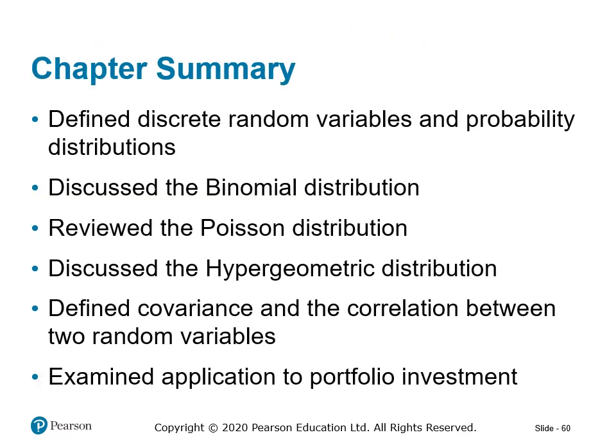And that is the end of the chapter. What we did in this chapter is we defined discrete random variables and probability distributions. We discussed the binomial distributions, first the Bernoulli distribution and then regular binomial distributions. We talked about the Poisson distribution. We talked about the hypergeometric distribution. We defined covariance and correlation between two random variables, and we used everything that we learned about expected return, covariance, and correlation, and we applied it to a portfolio investment. That's it.